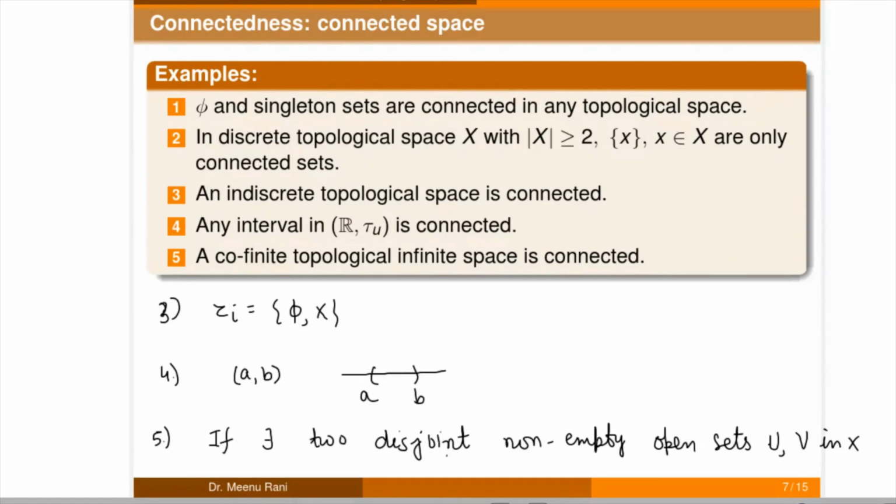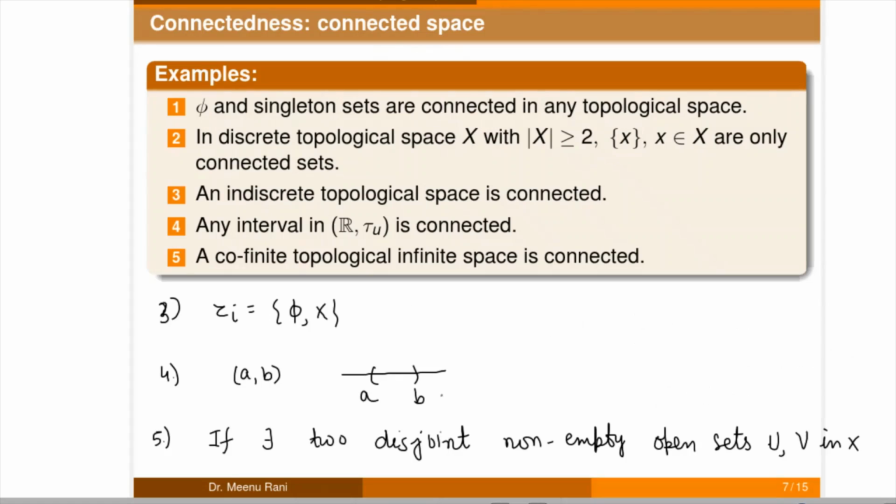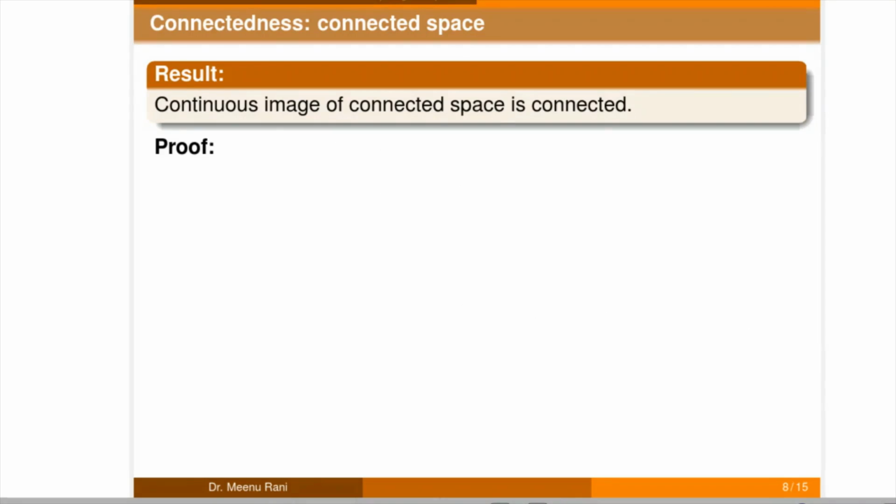So there does not exist any pair of non-empty open sets which can be written as X is equal to U union V. So cofinite topological space is also connected space. Now further we discuss some results based on the connected space. Our first result is: continuous image of connected space is connected.